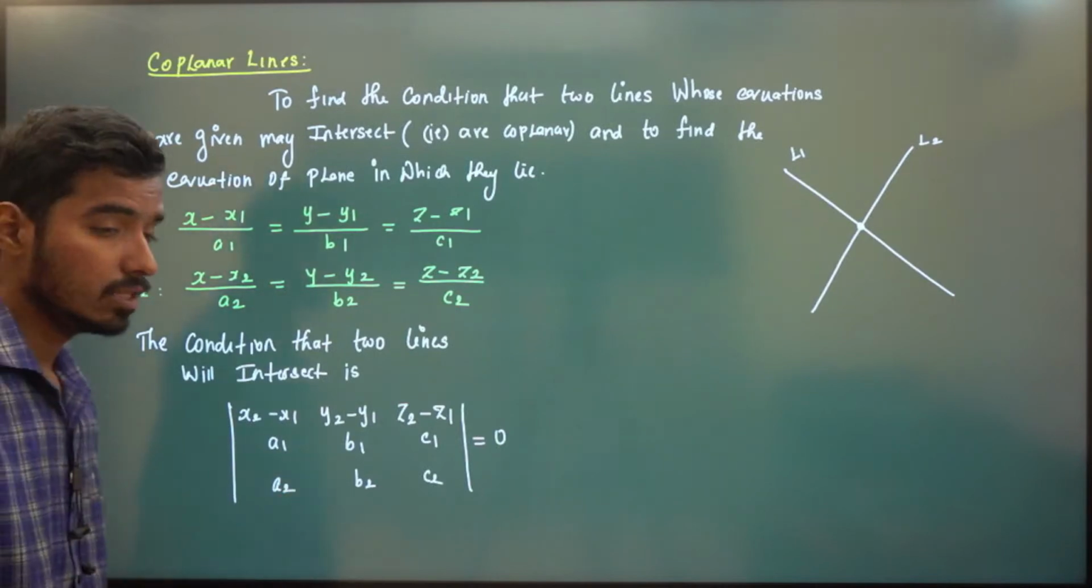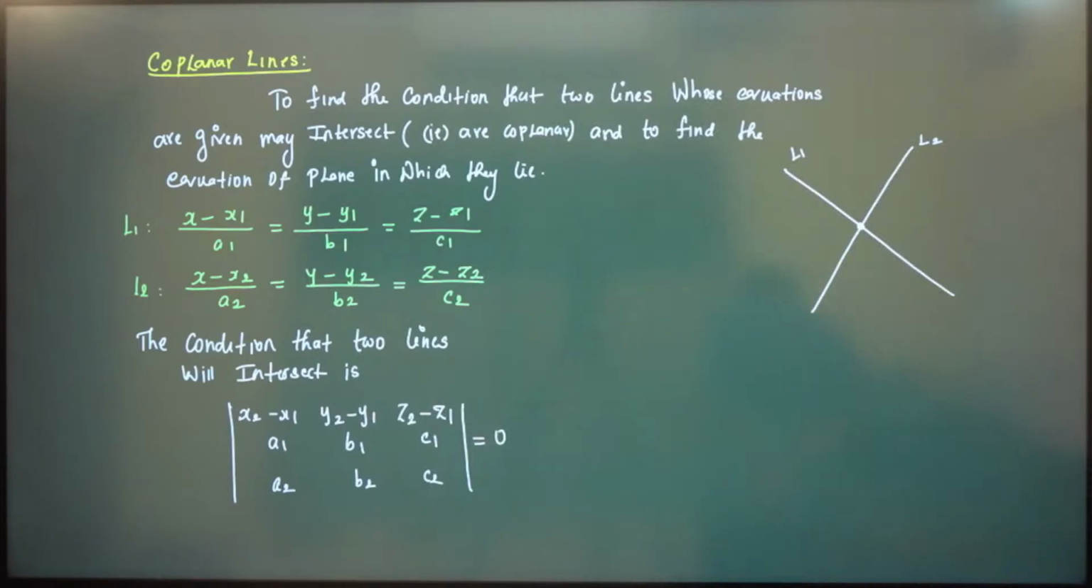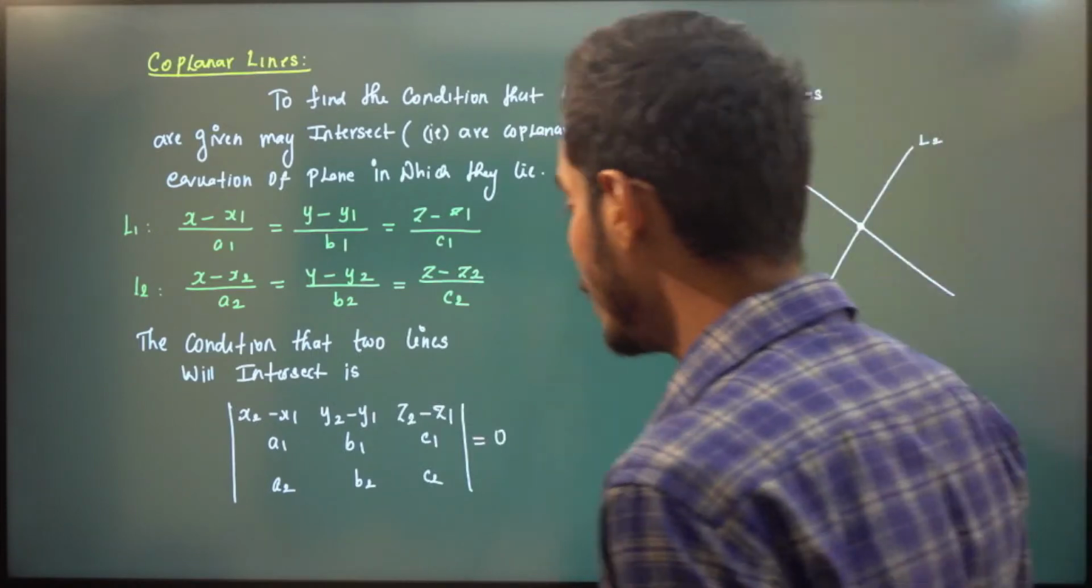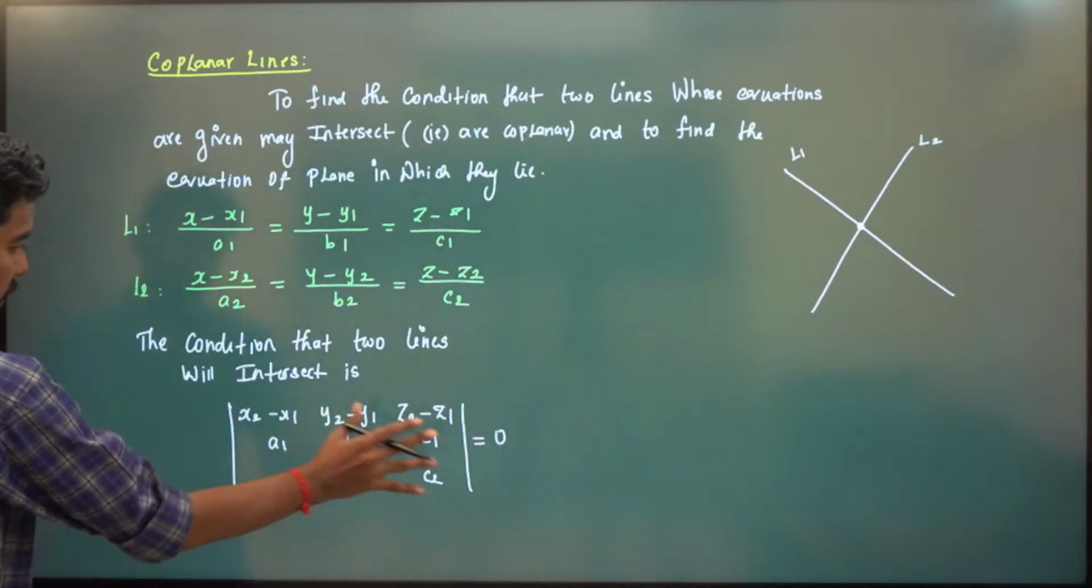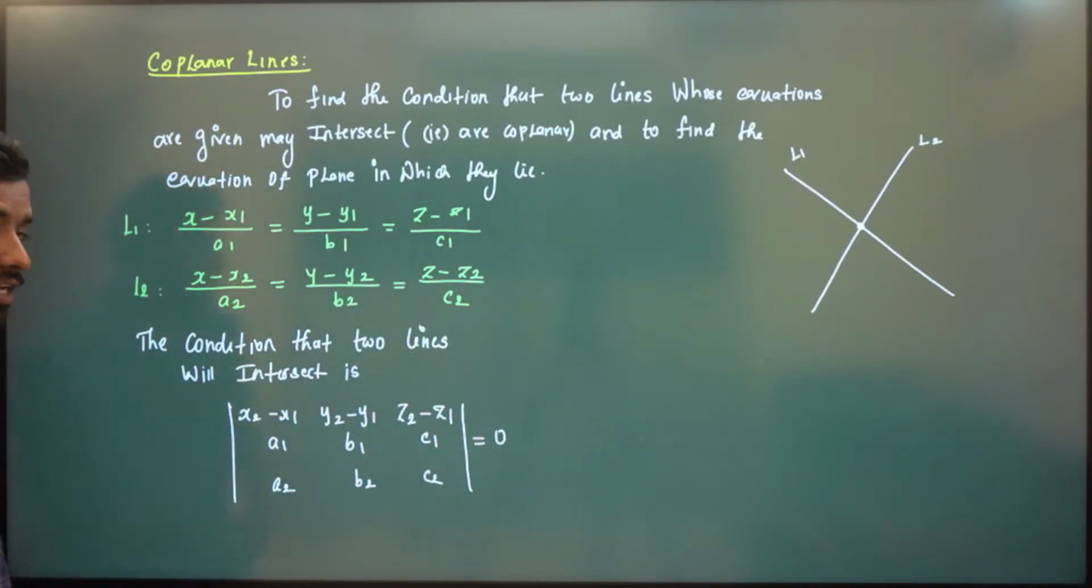This is the condition that the two lines intersect. See, x2 minus x1, y2 minus y1, z2 minus z1 all will be a number. A1, B1, C1, A2, B2, C2 again all will be numbers here. Expand this determinant. If this is equal to 0, then it will intersect.